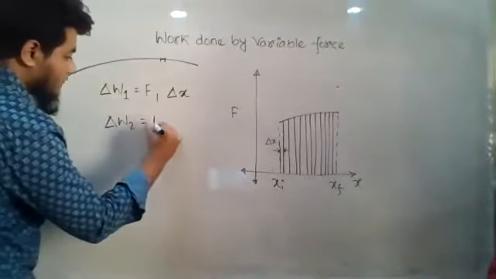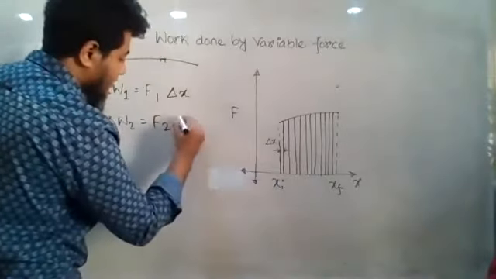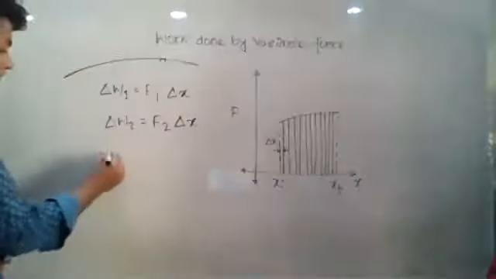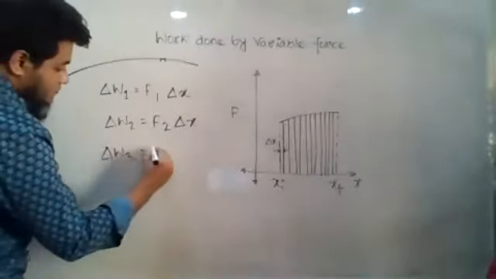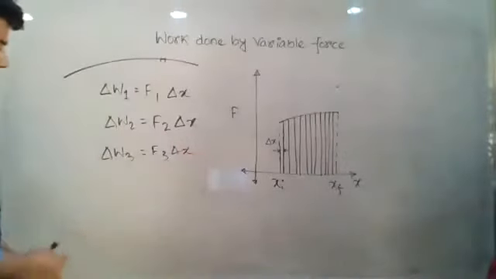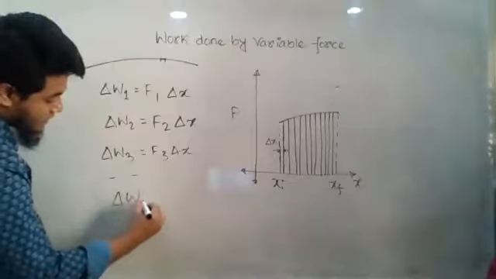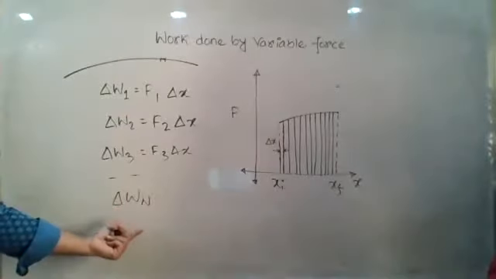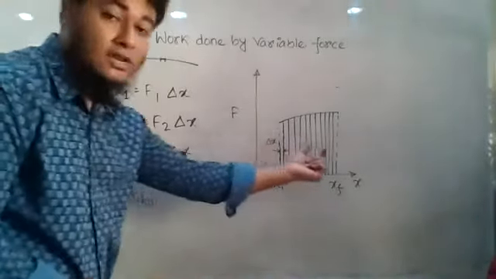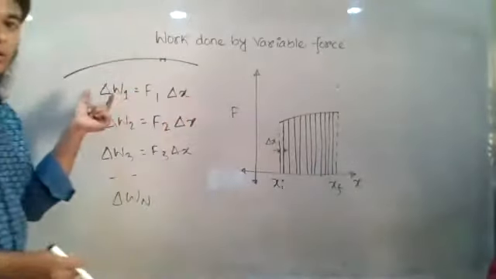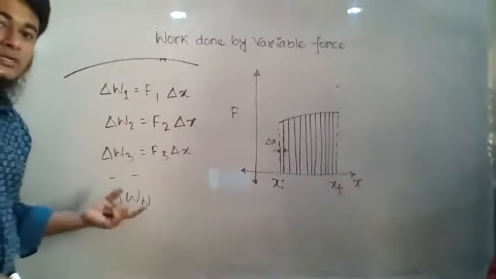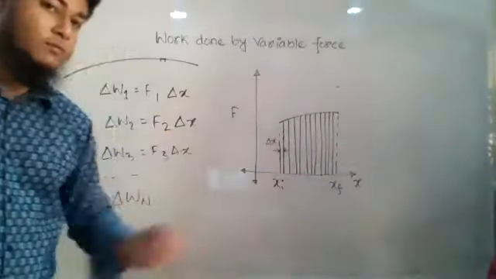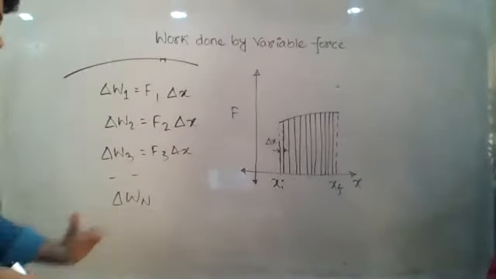So let us say that is F2, and the displacement is still delta X, because every time we are approaching by delta X. So likewise, I can calculate W3, F3 into delta X, and I can go up to delta Wn, as I have taken n number of parts, right? So n number of delta W will be there. If I have divided into 10 parts, then 10 delta W will be there: delta W1, delta W2, likewise delta W10. Now I have divided into n equal parts, so n number of work done will be there.